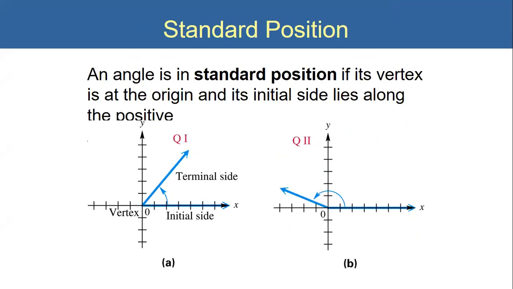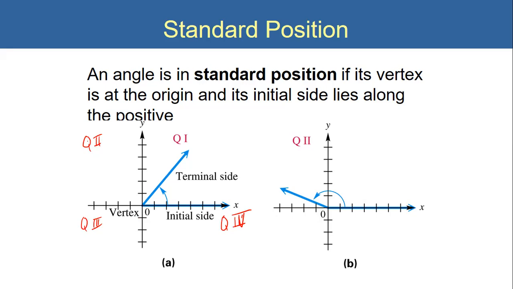All right. Now, standard position. This is when you're on a coordinate plane. Just make sure we're good with our coordinate plane. Coordinates are labeled in counterclockwise order. So you have quadrant 1, then quadrant 2, quadrant 3, and quadrant 4.